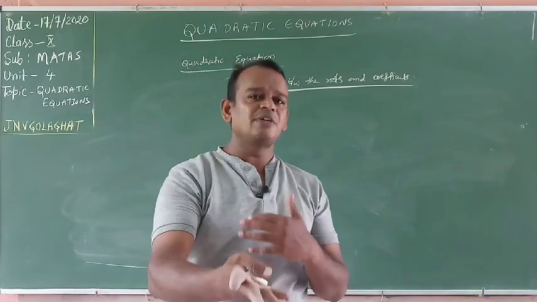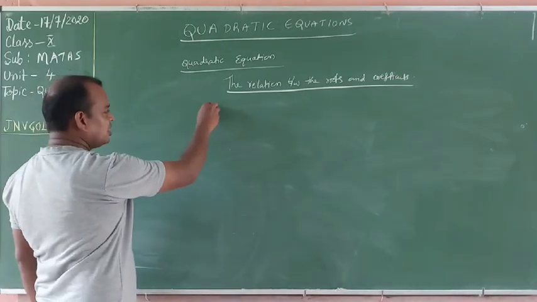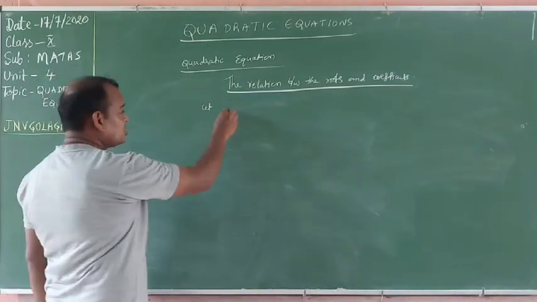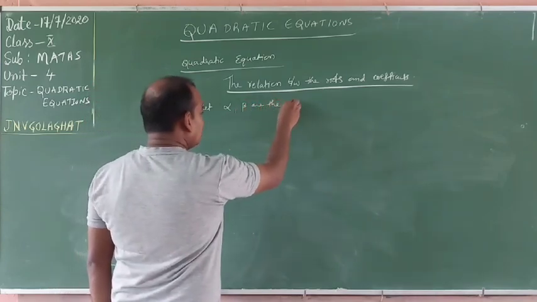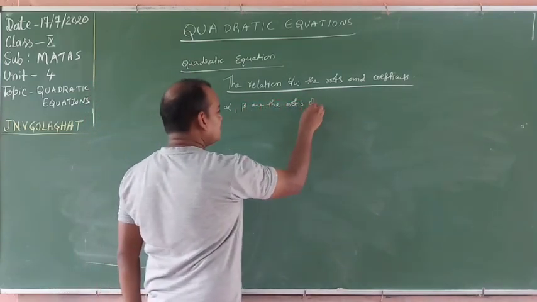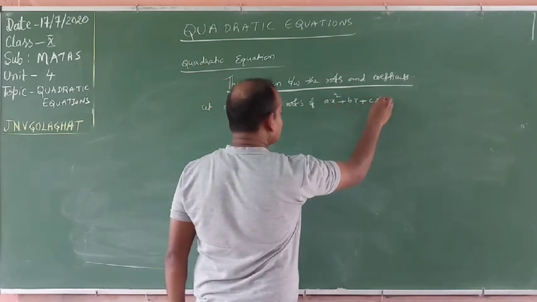Now we write the relation between the roots and the coefficients. Let us suppose, how many roots are there? 2 roots are there. Let alpha, beta be the roots of ax square plus bx plus c is equal to 0.